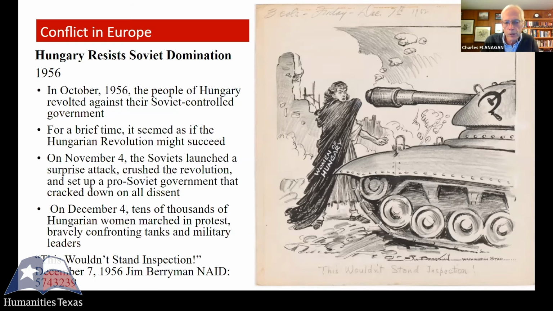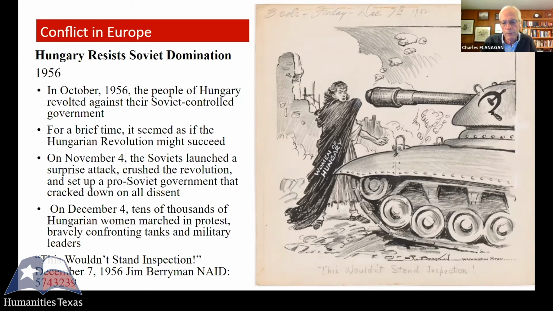And for a brief time, it looks like they're going to be able to overthrow this, but not so fast. The Russians on November 4th launch a surprise attack and just crush the uprising and set up a pro-Soviet government that cracks down on all dissent. Well, then in December, thousands of women march out in protest and confront Russian tanks.